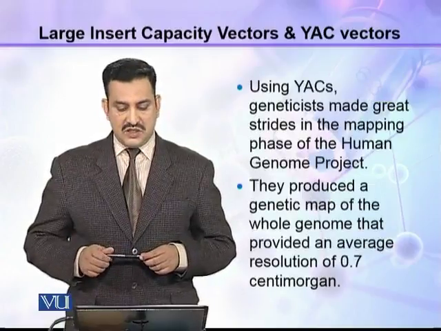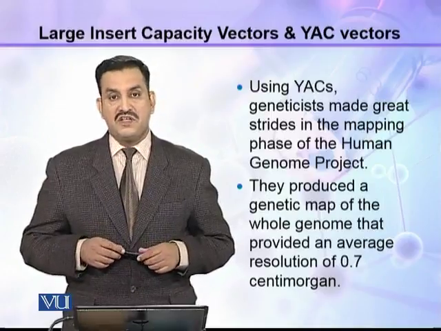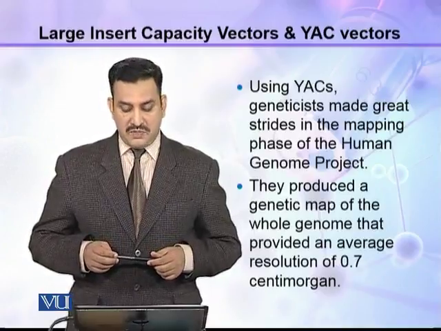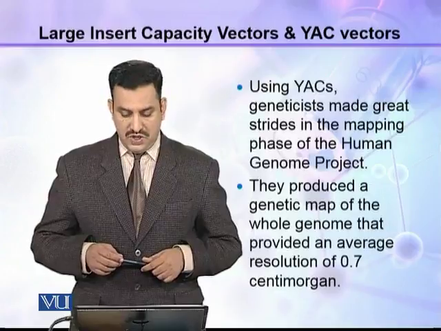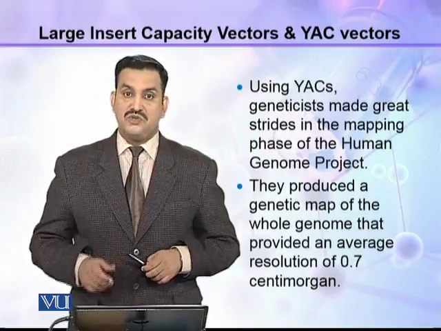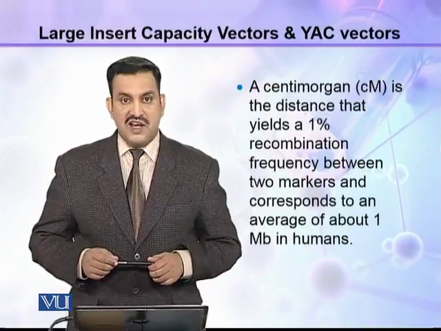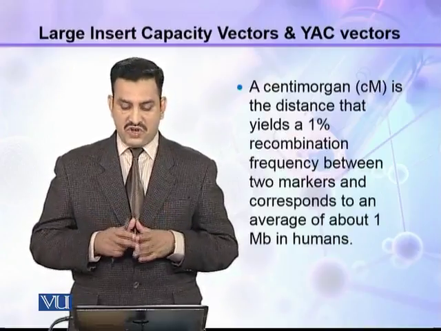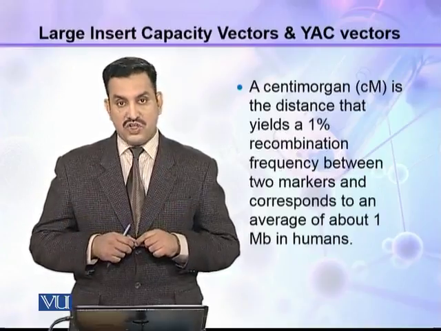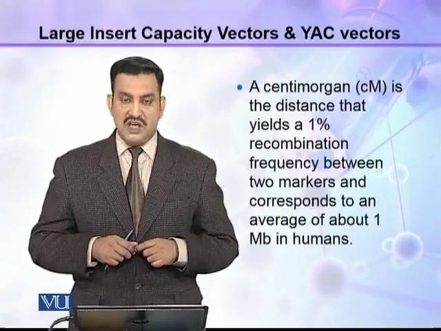Using YACs, geneticists made great strides in the mapping phase of the human genome project. They produced a genetic map of the whole genome that provided an average resolution of 0.7 centimorgan. A centimorgan is the distance that yields a 1% recombination frequency between two markers and corresponds to an average of about 1 MB in humans.